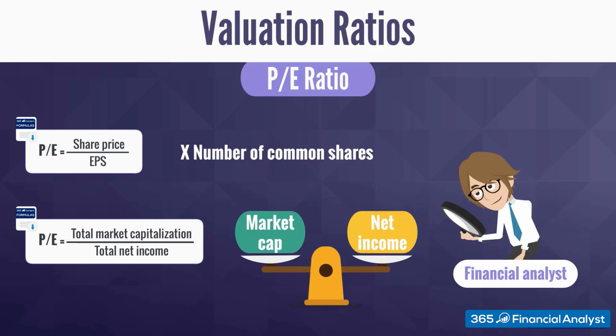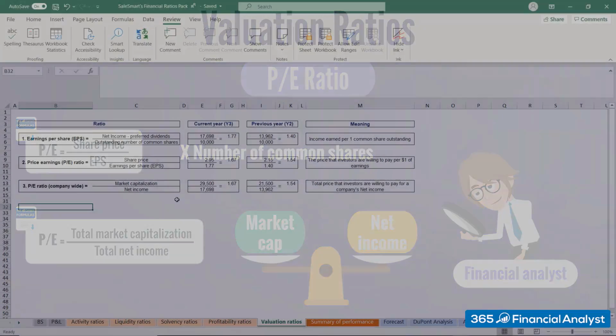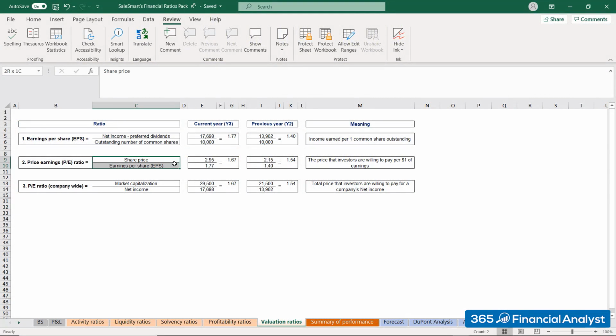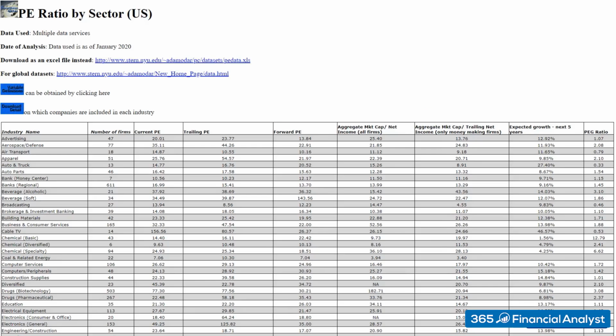The conclusions you draw for a 1 million and 100 million market caps would be different, right? Company-wide statistics normally account for better comparability. At the end of the day, whichever formula you decide to utilize, the PE result should be the same. Once again, we see that SalesSmart's price-earnings ratio is 1.67 and 1.54 in the current and prior year respectively. All right, great. All too often, you will come across a comparative analysis of price-earnings ratios of companies in the same industry.